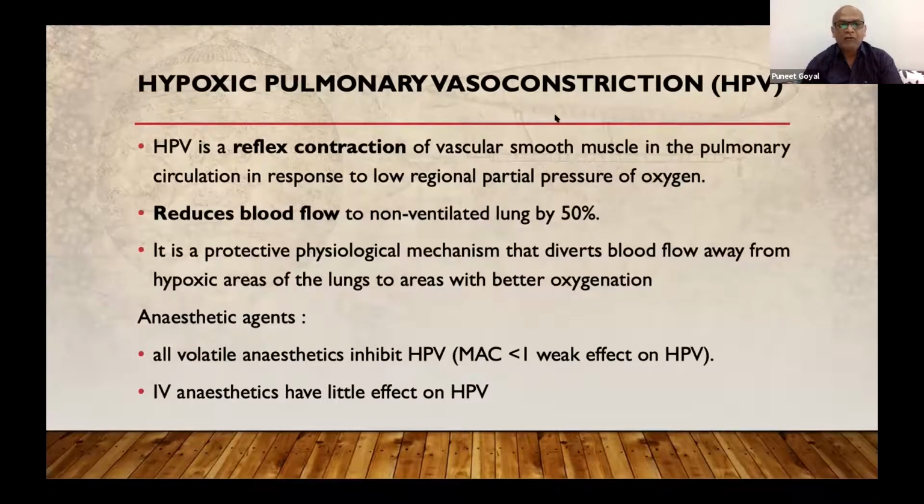So I want to give you one concept of hypoxic pulmonary vasoconstriction. This is a normal physiological response to hypoxemia, and it is because of a reflex contraction of the vascular smooth muscles in the pulmonary vasculature in response to low partial pressure of oxygen. Because of this protective physiological mechanism, one lung ventilation is possible.